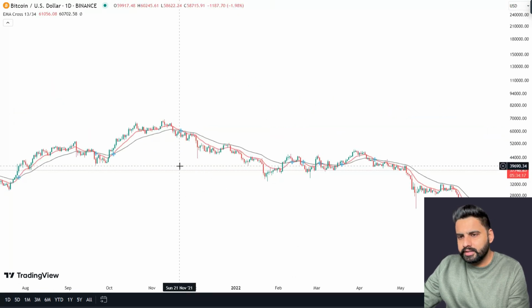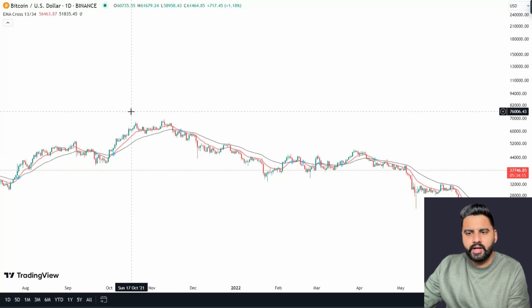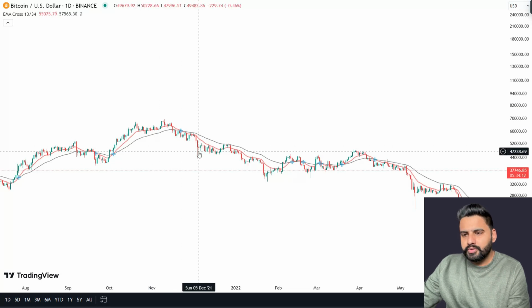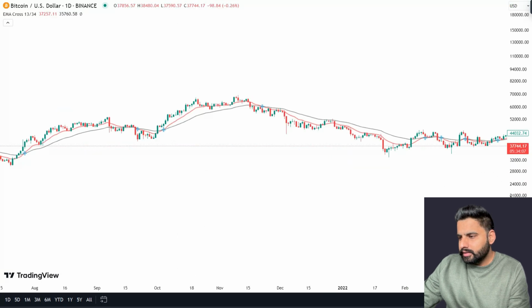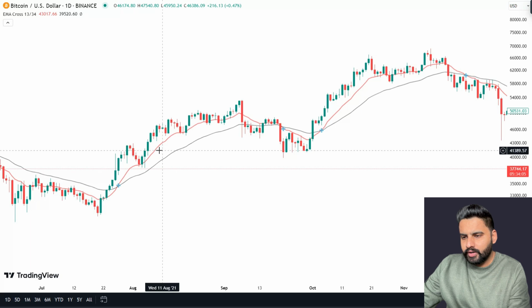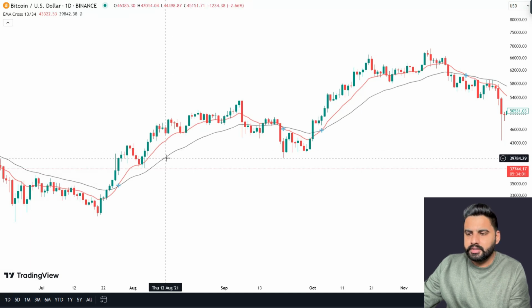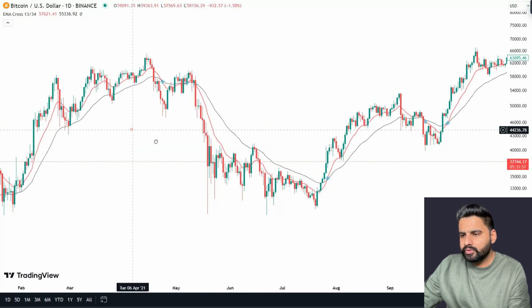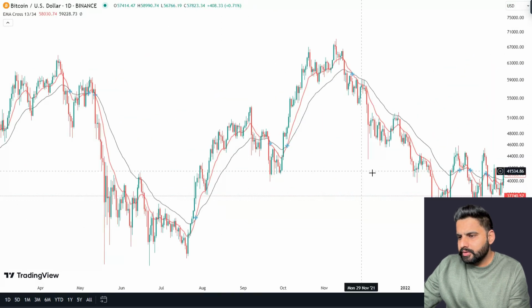So the indicator I'm using is the exponential moving average, and that's the only indicator. I'm using two, EMA 13 and EMA 34. Here you can see, let me zoom in. The red line is the EMA 13 and this dark blue line is the EMA 34. So first I'll tell you how to exit. Okay, now let's take the example of this.